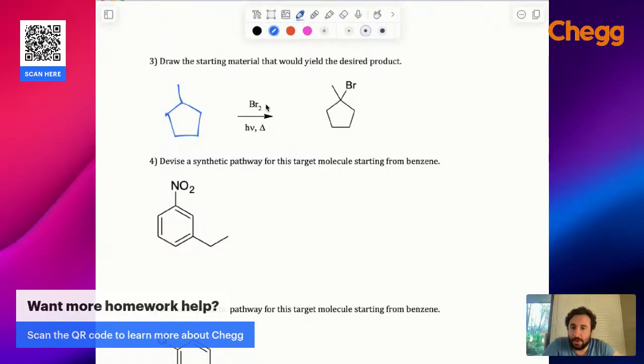So in the forward direction, if we do radical bromination, we're attaching a bromine atom to the most substituted carbon. Radical bromination is highly regioselective. So we'll get almost exclusively the tertiary alkyl bromide. In other words, we're going to get the bromine there almost exclusively and almost nowhere else.